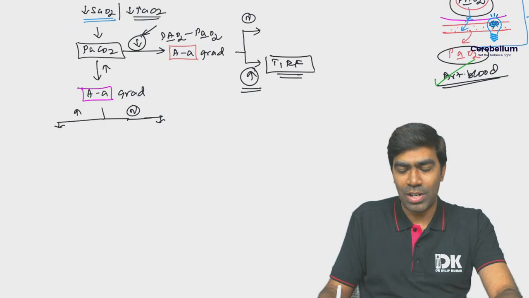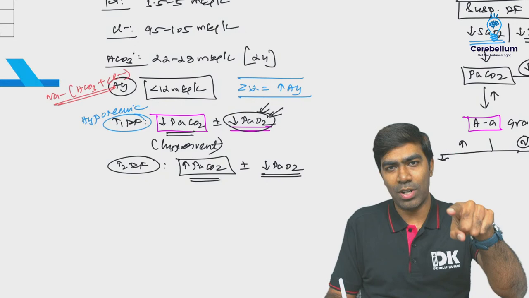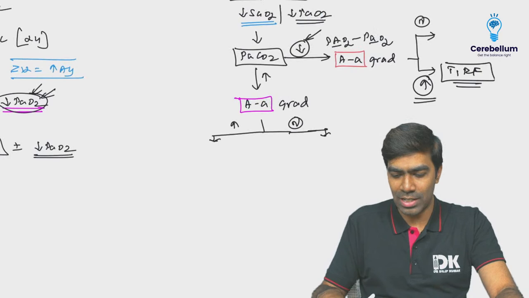So what I'm trying to say is, even if the PaO2 is normal, you'll be able to easily diagnose a type 1 respiratory failure using the A-a gradient. No need to bother about the PaO2. PaO2 may be low, normal, or even high in any respiratory failure. That is not our concern. Our concern is the A-a gradient and the PaCO2 only. So if it's increased, it's type 1 respiratory failure.